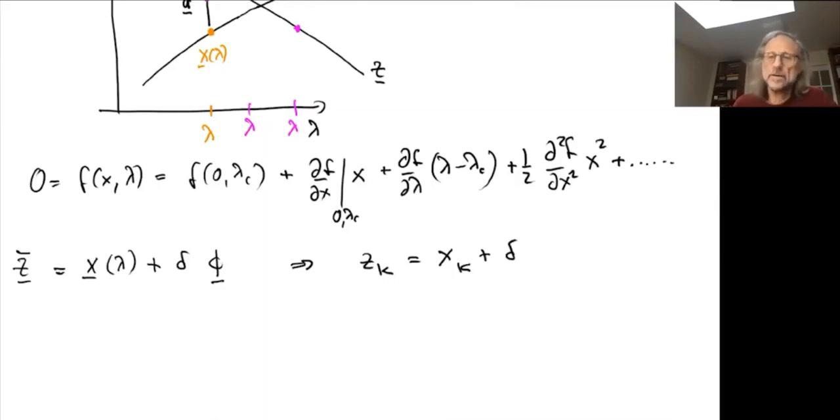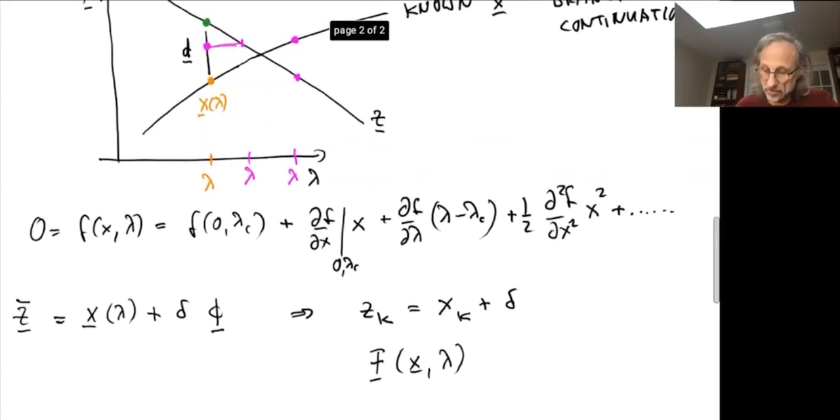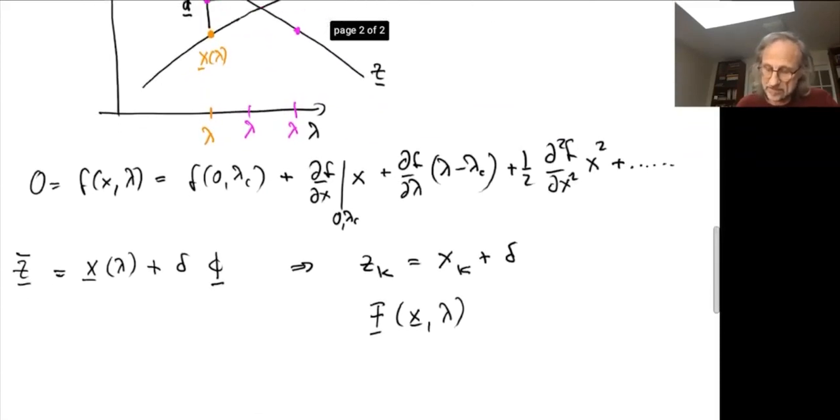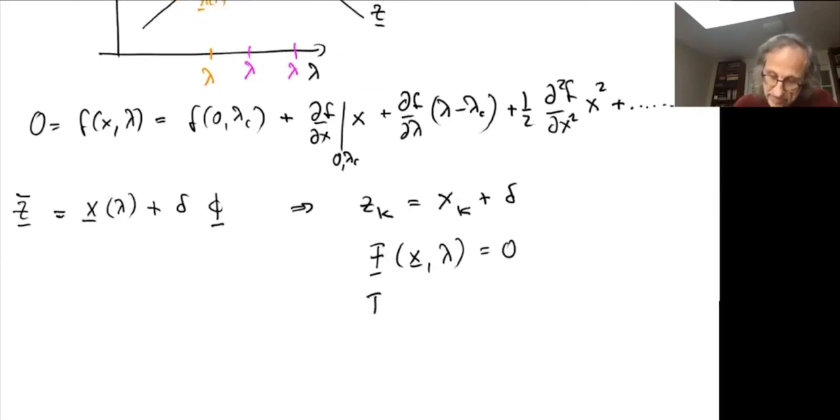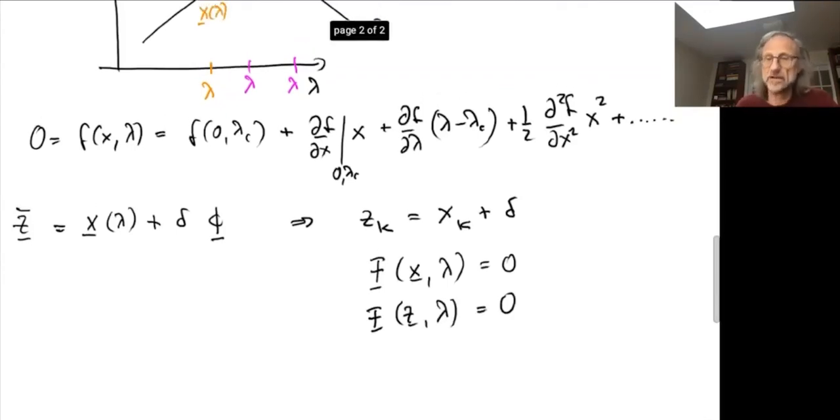Okay. And then what else do we need? The other conditions are simply that f is satisfied by x. I mean, x needs to be on a branch. So f of x has to be equal to 0. Then we also need that f of z for that lambda value is also 0, right? We need two solutions at that same lambda value.